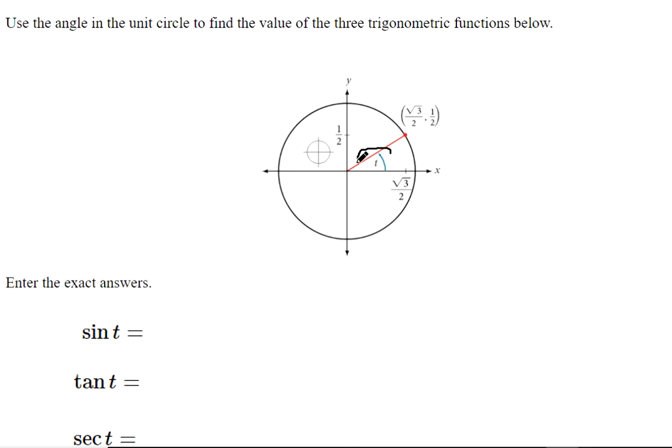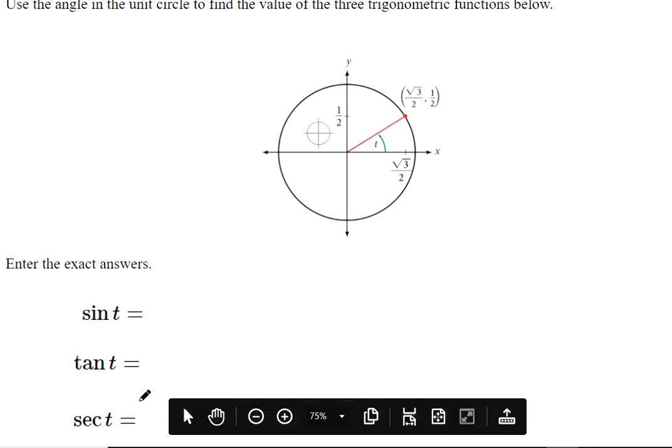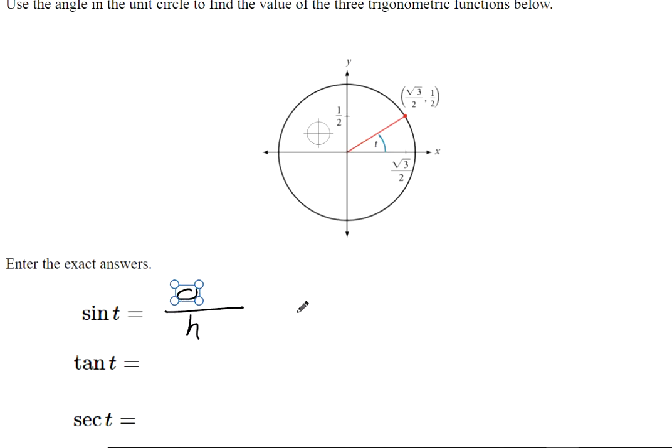So we don't know what this angle is, but we're supposed to use it to answer these three trig ratios. We don't need to know exactly what t is, though. We can use the definitions. Sine is what's opposite of angle t, divided by the hypotenuse of the right triangle, which you can make by just drawing a right angle down here.